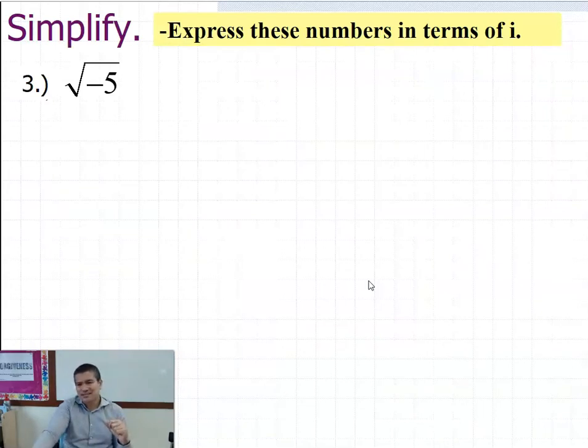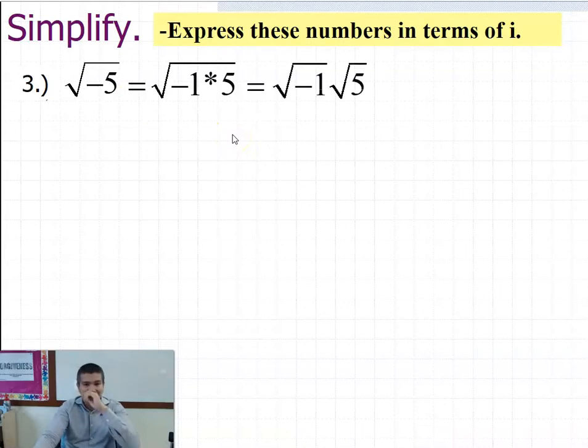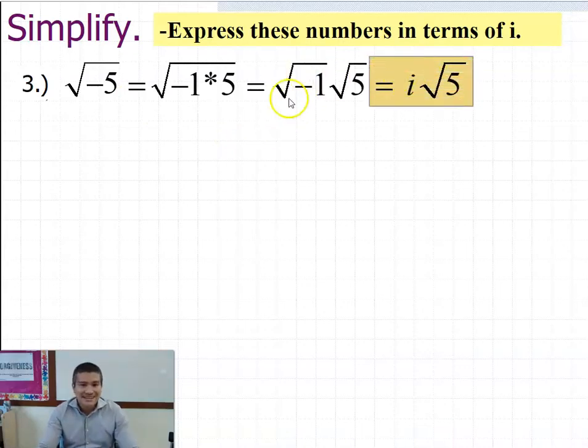Express now these numbers in terms of i. So when you're going to solve radical numbers involving negative inside the radicals, we are going to make it in terms of i. Therefore, we are going to multiply this one by negative 1, where square root of negative 1 is equal to i, right? So now we have square root of negative 1 is i, and then square root of 5. So your answer now will give you i square root of 5. Next example.